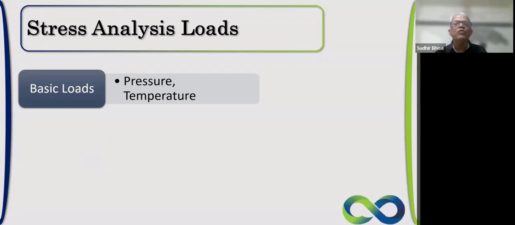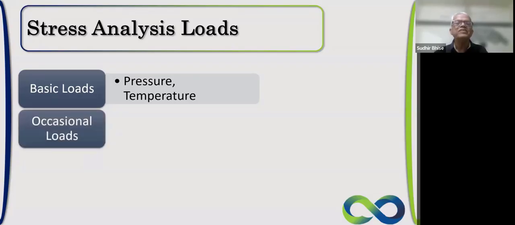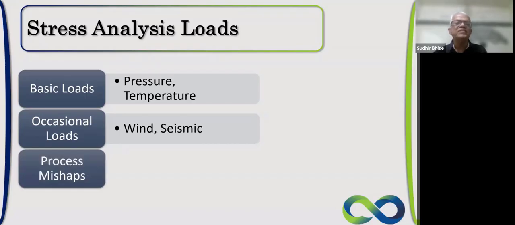So our main loading for the analysis of pipelines is going to be temperature. Wind and seismic. Snow is generally not applicable in Indian continents or in Gulf areas. But wind and seismic, as well as the blast case or the snow case, come under occasional loading of the piping. And lastly, some process mishaps. What are the effects of some process going out of control? Any direct mishap that you can see?